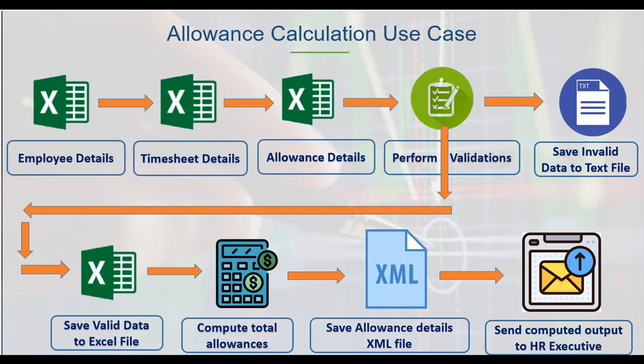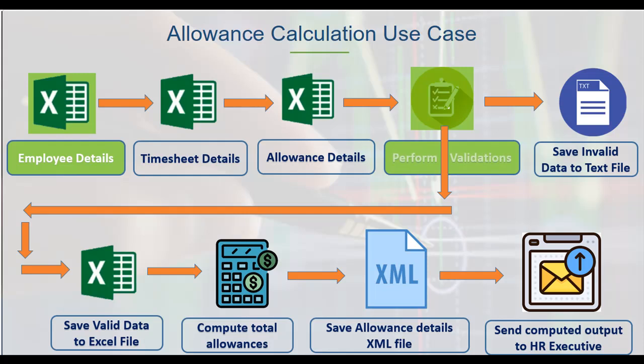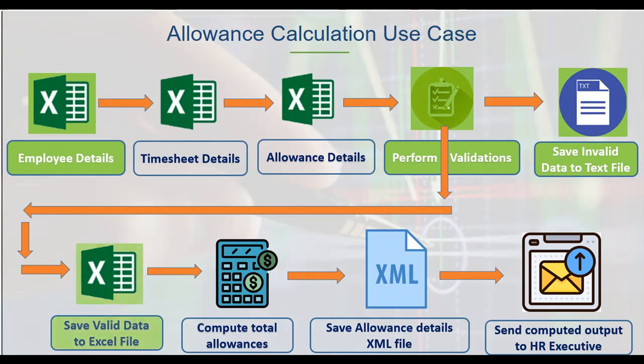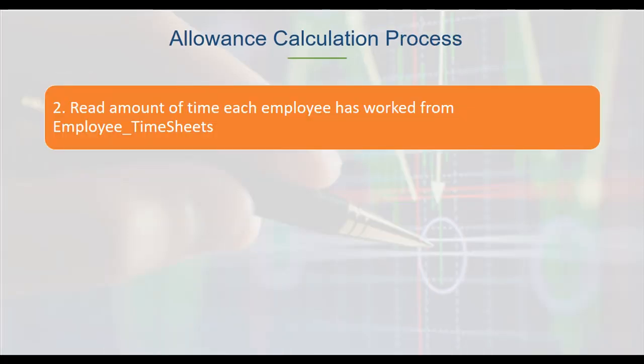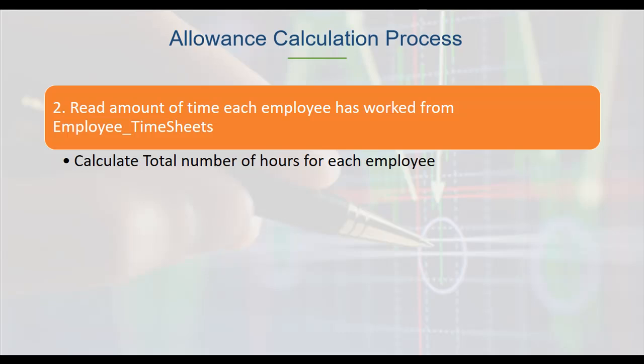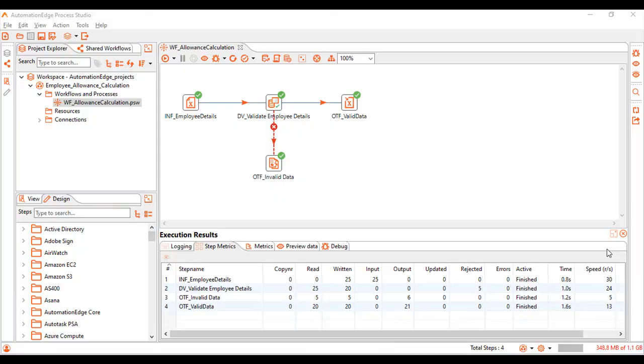In the part 1 video, we read employee details and performed validations. Invalid data is saved in a text file and valid data is saved in an Excel file. We will continue with the implementation in this part. The next step is to read the amount of time each employee has worked from the employee timesheets file. After reading the details, we have to calculate the total number of hours for each employee. So let's implement it. This is the workflow which we created in part 1.